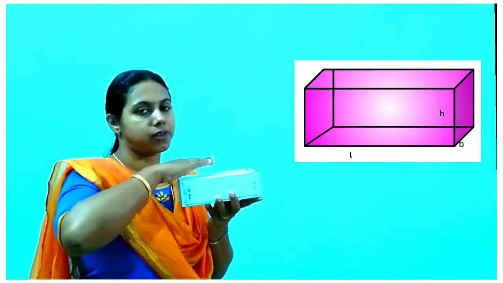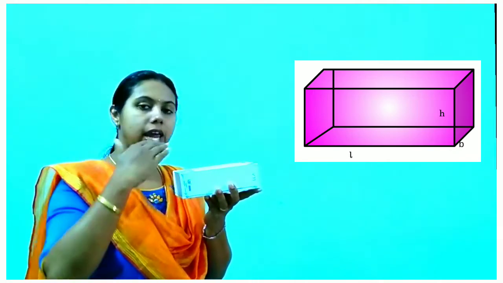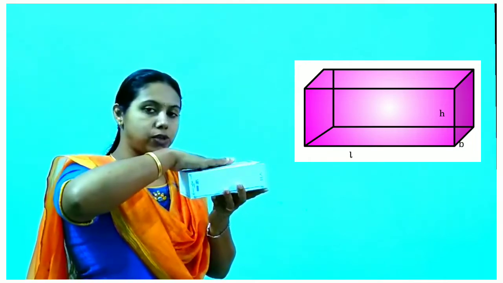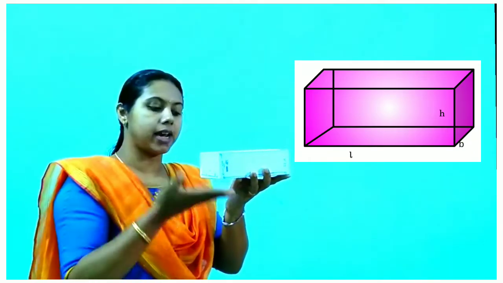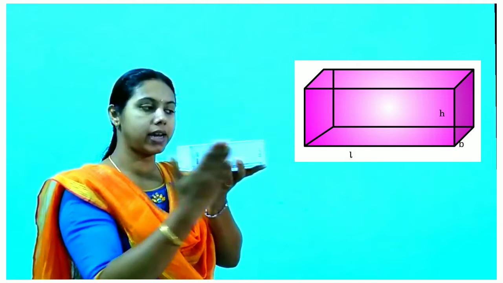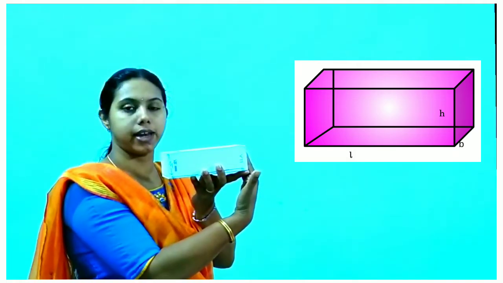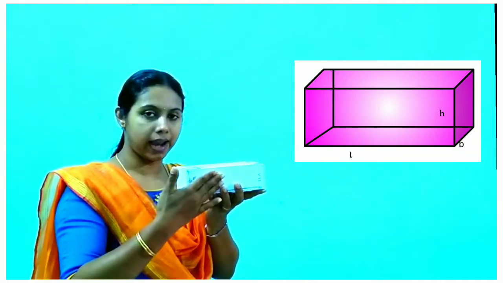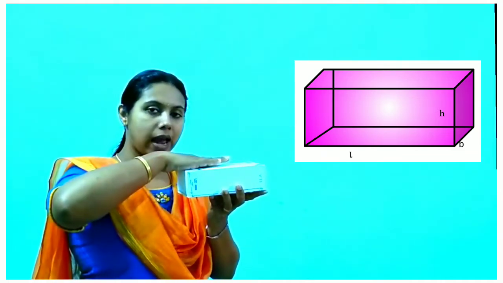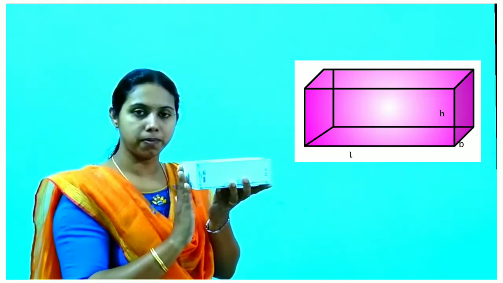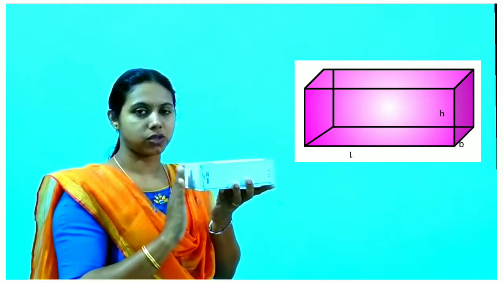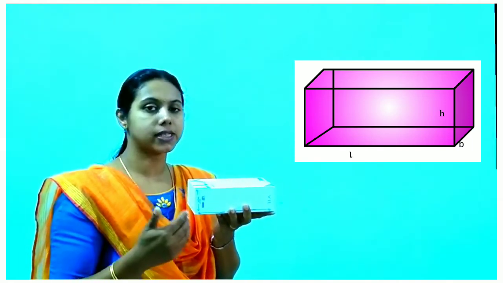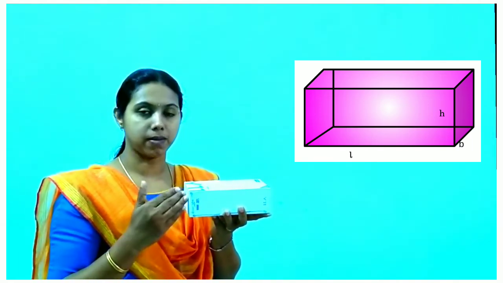So now we know the area of each face. Here it is length into height, length into breadth, length into height, length into breadth, breadth into height, and here also breadth into height. So the total surface area of this cuboid is 2LH plus 2LB plus 2BH. So the total surface area of a cuboid is equal to 2 into (LH plus BH plus LB).